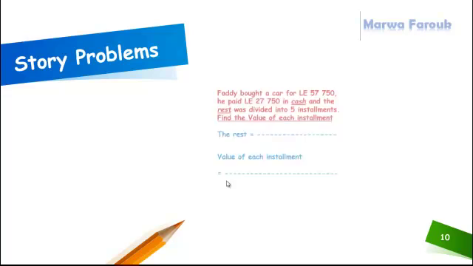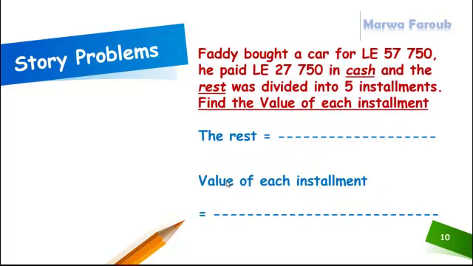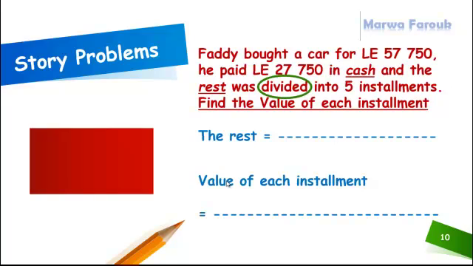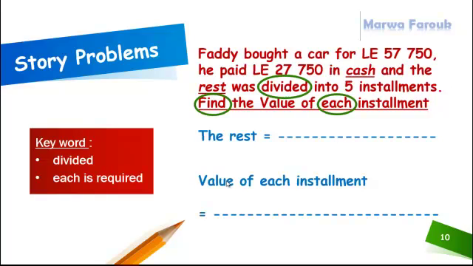Fadi bought a car for 57,750 pounds. He paid 27,750 pounds in cash, and the rest was divided into 5 installments. Find the value of each installment. We have here divided, so the first keyword will be divided. And we also have each in the question, so each here is required. So we are going to make division.